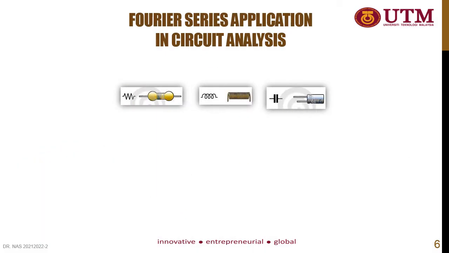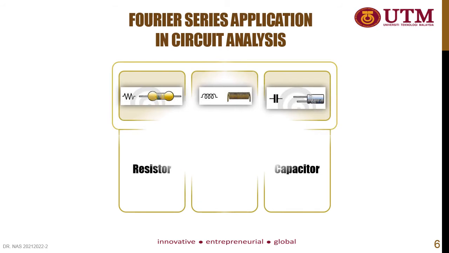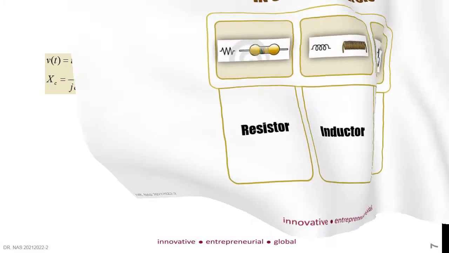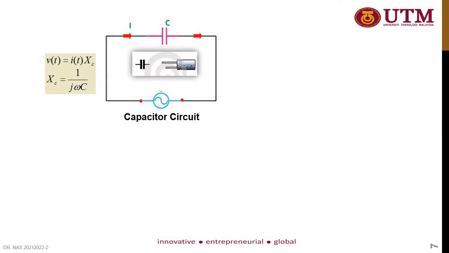Okay, now let's look at the analysis of Fourier series in a circuit. We're going to discuss passive components in a circuit, including resistor, inductor, and capacitor. Let's have a quick recap in circuit theory. When you have a simple circuit like this, the voltage equation is equal to V(t), multiplied with current I(t), and the impedance, in this case a capacitor. The capacitor is equivalent to 1 over j omega C.